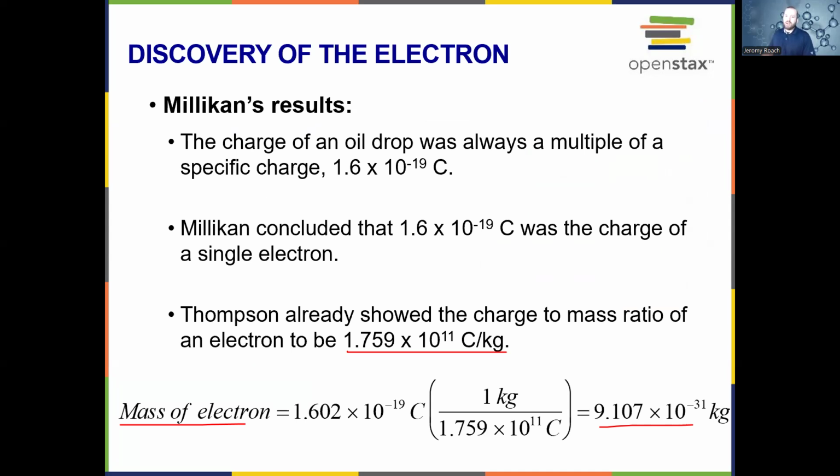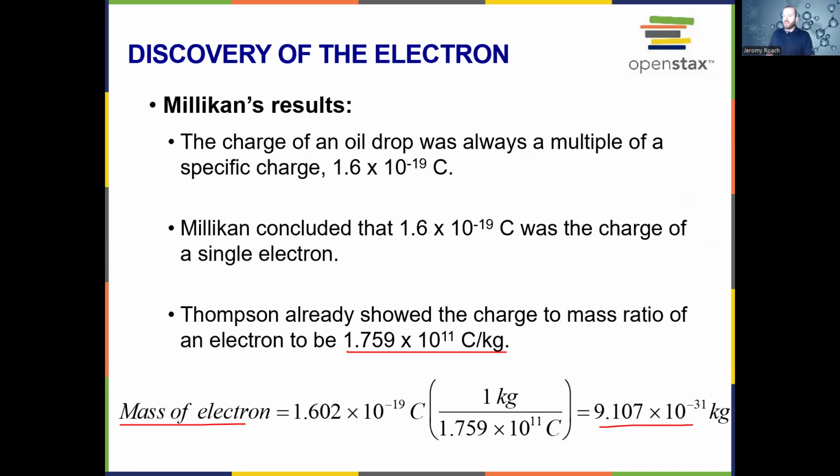And Thomson had already showed the charge to mass ratio of an electron to be 1.759 times 10 to the 11 coulombs per kilogram. And Millikan found out that these drops were always in a multiple of 1.6 times 10 to the negative 19 coulombs for their charges. So he concluded that this was the charge of an electron.